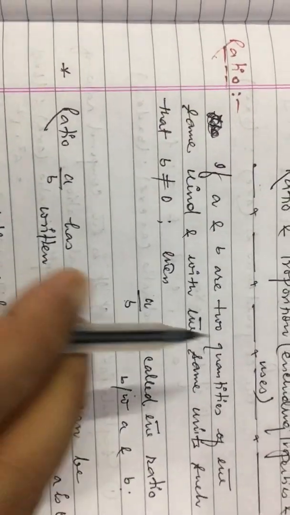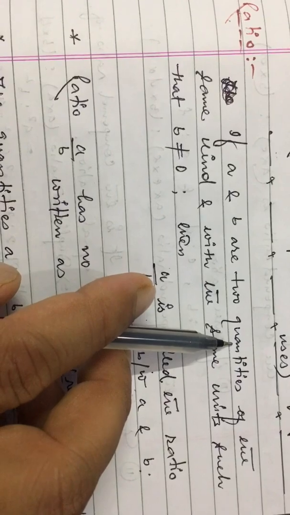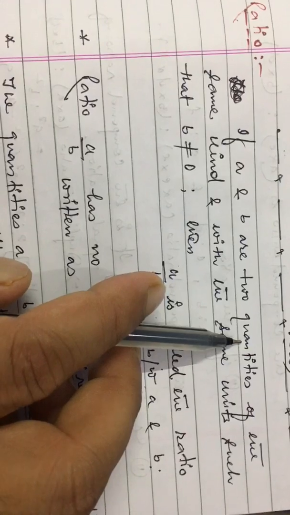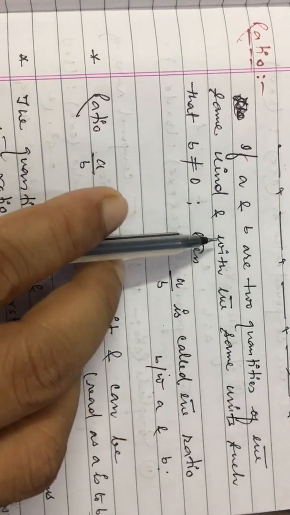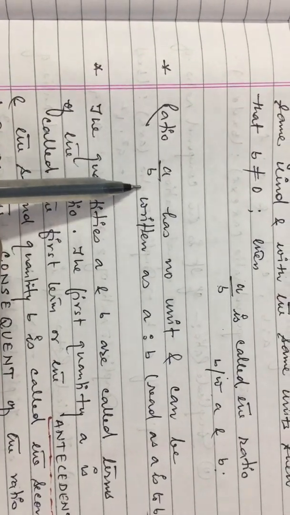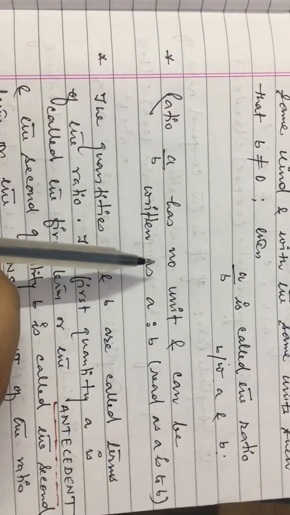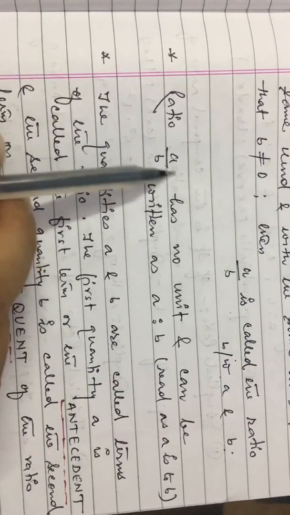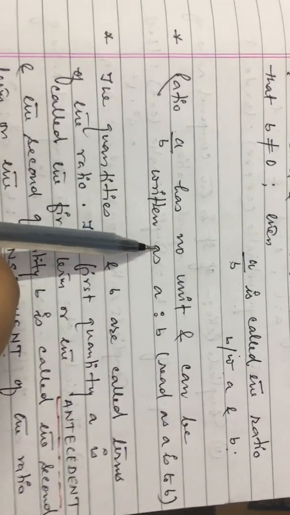Here it is mentioned that the two quantities are of the same kind. You can suppose, like the speed of cars with the same unit: if the first speed is in kilometer per hour, the second speed is also in kilometer per hour, that means the same unit. Now see, the ratio A by B has no unit because it is the same kind. As I already told you, if the first speed is in kilometer per hour and the second is also in kilometer per hour, both the kilometer per hour will be cancelled. So you can say that the ratio has no unit.